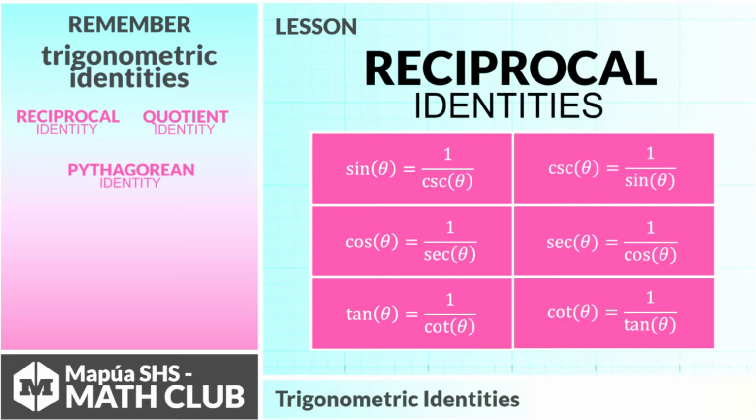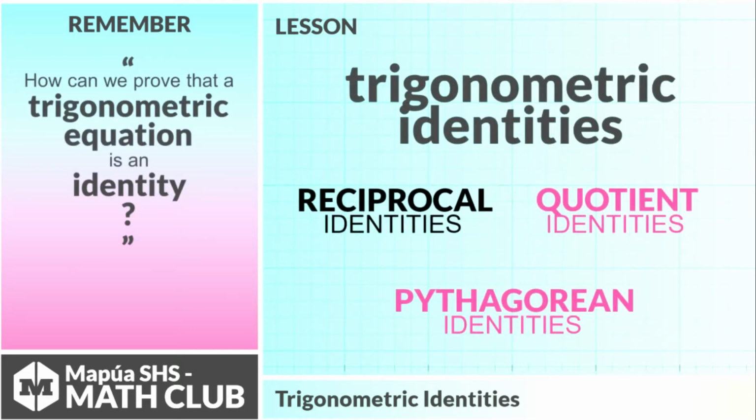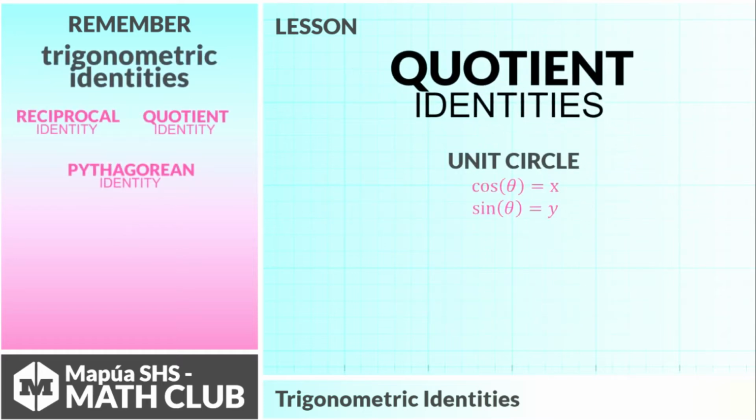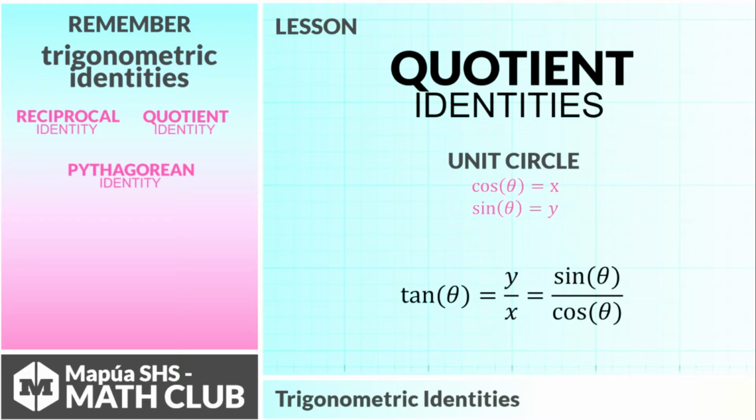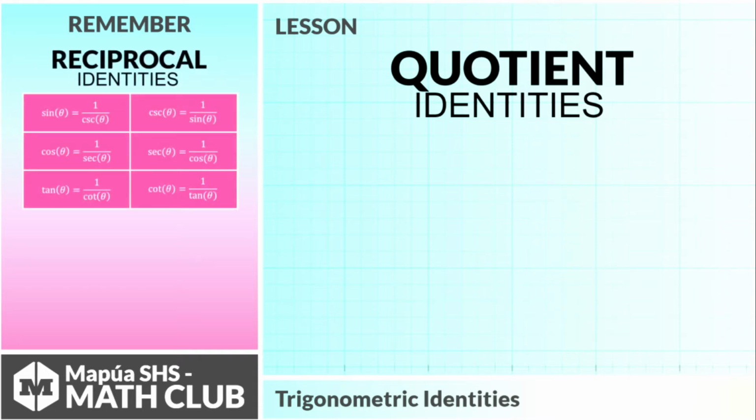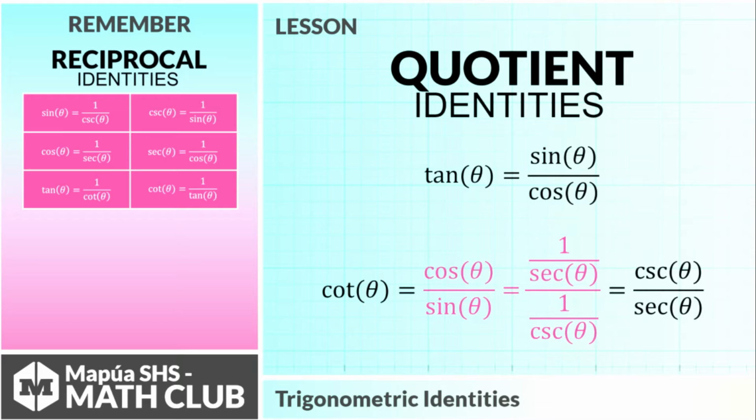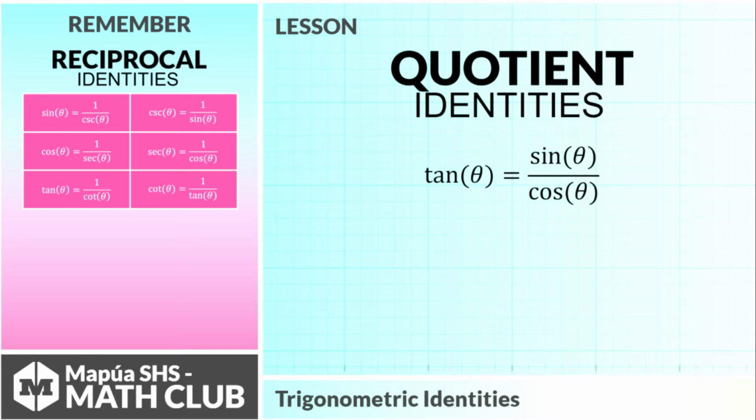Second, the quotient identities. If in the unit circle, cosine theta represents the x component of the angle and sine theta serves as the y component, tangent theta, on the other hand, is y over x, or sine theta over cosine theta. Since we've discussed earlier that cotangent theta is the reciprocal of tangent theta, and sine and cosine are the reciprocals of cosecant and secant thetas respectively. Thus, the other quotient identity is cot theta, or cotangent theta, is equal to cosine theta over sine theta.